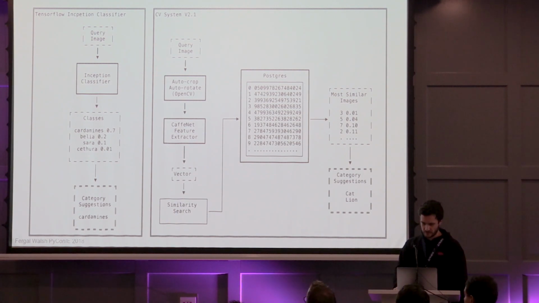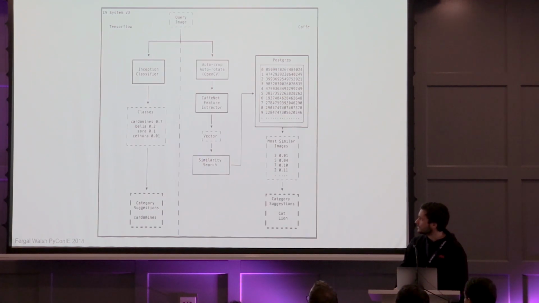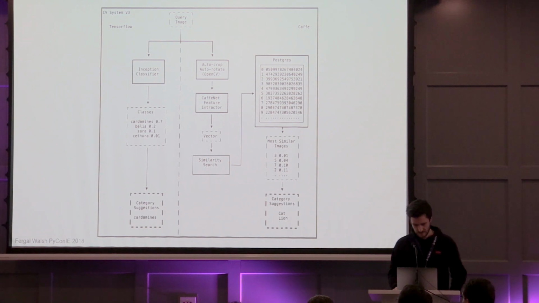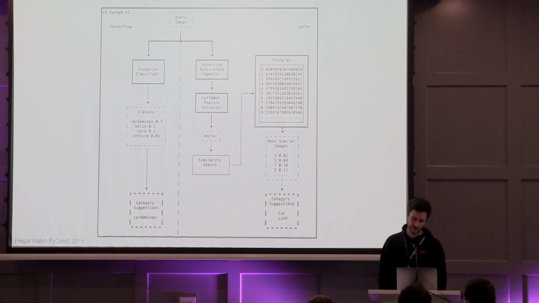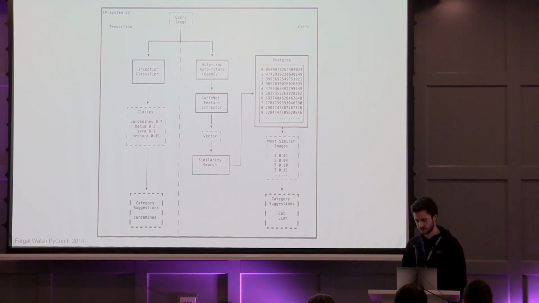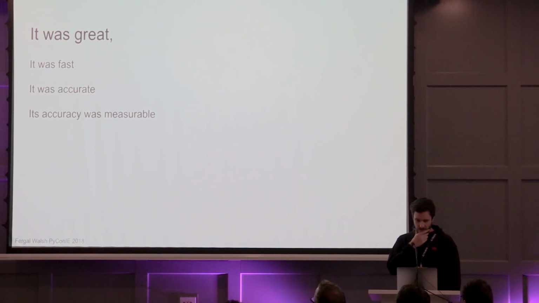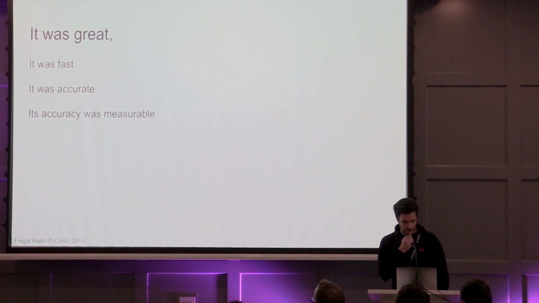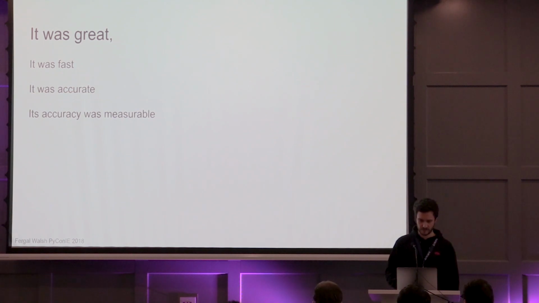And then we ran this in parallel to our existing system, kind of merged them a little bit together, but we mostly had two separate systems running side by side, one using Caffe and one using TensorFlow. The reason we did this was because our new system was only trained on these leps classes, but we still wanted the other system to work for all the other different kinds of images in our system. And it was fast, it was accurate, and importantly, the accuracy was measurable.